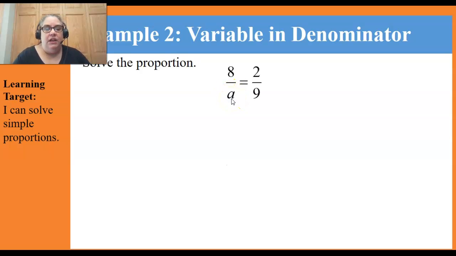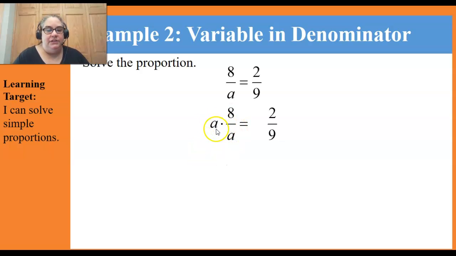that's got to go. So I'm just going to get some room to work, and because my variable's in the denominator, what I'm going to do is just multiply both sides by a. Multiply both sides by whatever's in that denominator. And when I do that, we know that a divided by a would be 1. That goes away. So I'm going to be left with 8 on my left-hand side. And that's the whole thing. You want to get rid of that variable in the denominator.